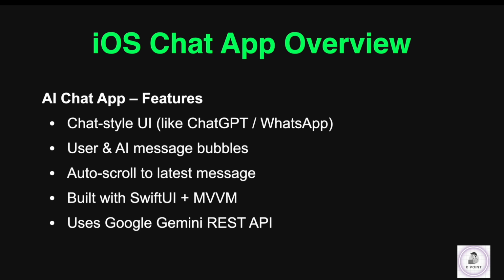If you watched my previous series, we mainly focused on SOLID principles and architecture, so with this demo we will also align with our guidelines. We will follow clean coding guidelines, and build this demo application with SwiftUI, pure SwiftUI with no UIKit. We will implement the MVVM architecture and use the Google Gemini REST API.